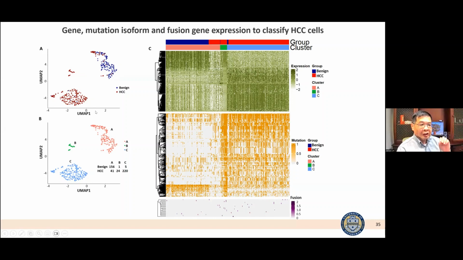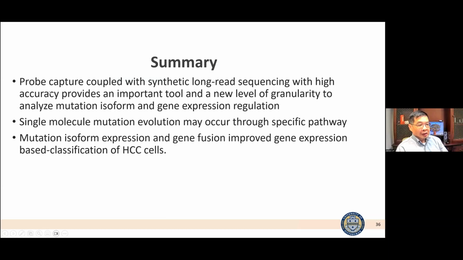So based on this, I make a summary. Pool capture coupled with synthetic long-read sequencing with high accuracy provides an important tool and gives a new level of granularity to analyze mutation, isoform, and gene expression regulation. Single molecule mutation evolution may occur through a specific pathway, and mutation, isoform expression, and gene fusion improve gene expression-based classification of HCC cells.